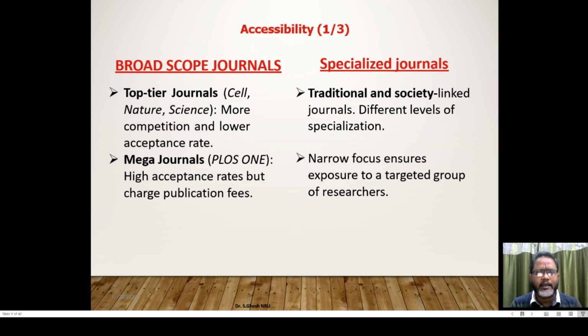Then you have the mega journals, the PLOS ONE type, with a high acceptance rate but which charge publication fees. So for authors like Indian authors, authors from third world or developing countries, we do not have that much surplus, or rather even if we have surpluses.